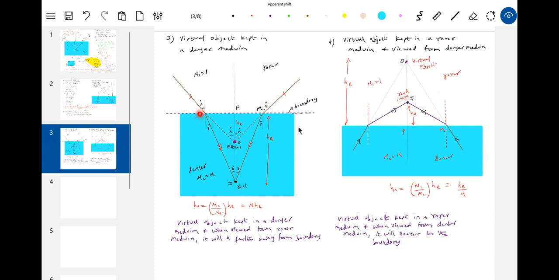So for examples of virtual object, you just do one thing: take two laser guns, try to focus at a point. So we do that, and instead of focusing here, they'll get focused here. This is the idea. So how does, sir, we are not understanding.